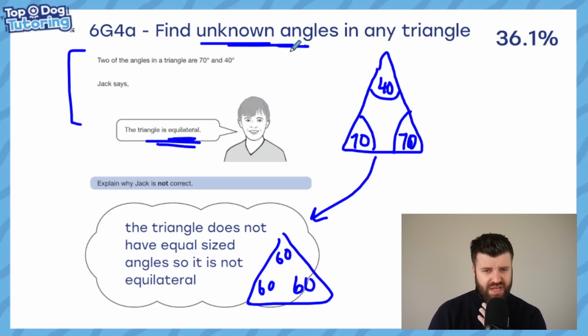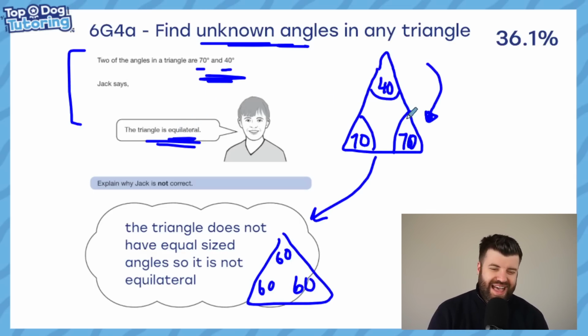Finding unknown angles, we kind of don't need to find this unknown angle, but this is still tagged as this type of question. The reason we don't really need to find this type of angle is because if we're told one angle is 70, one angle is 40, that's enough information to prove Jack wrong, because an equilateral triangle has 60, 60, and 60. So yeah, another strange tag, but I'll tell you what, guys, it's not as strange as this tag.